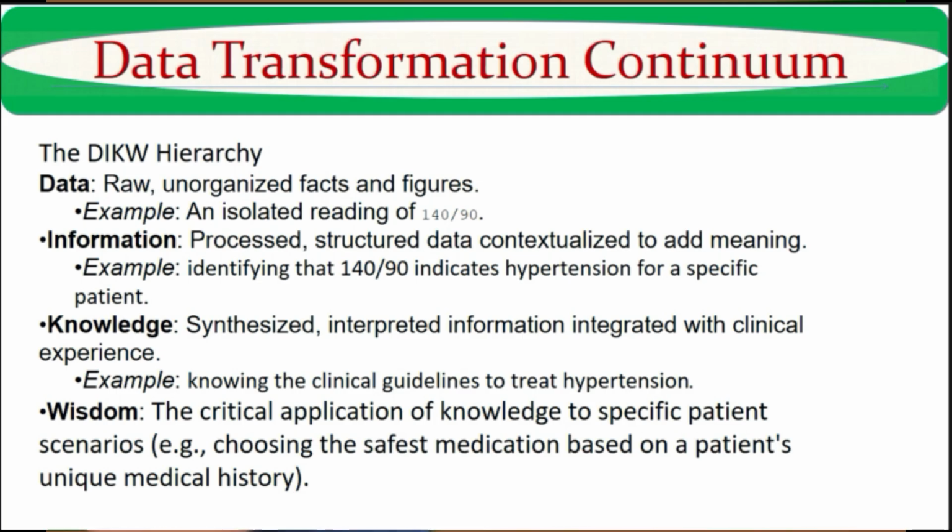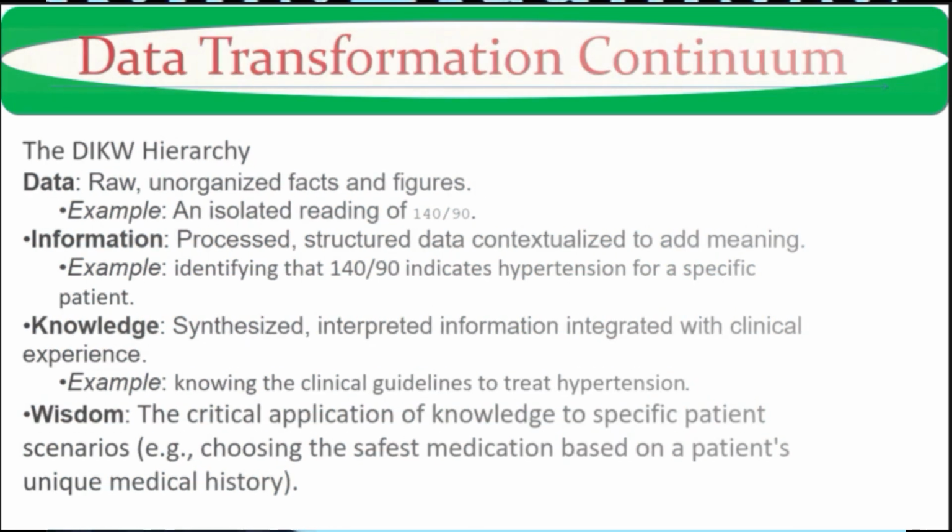Information is processed, structured, and contextualized data that adds meaning, like identifying that one reading indicates hypertension for a specific patient. Knowledge is synthesized, interpreted information integrated with clinical experience, such as knowing the clinical guideline to treat hypertension. Wisdom is the critical application of knowledge to a specific patient scenario, such as choosing the safest medication based on the patient's unique medical history.